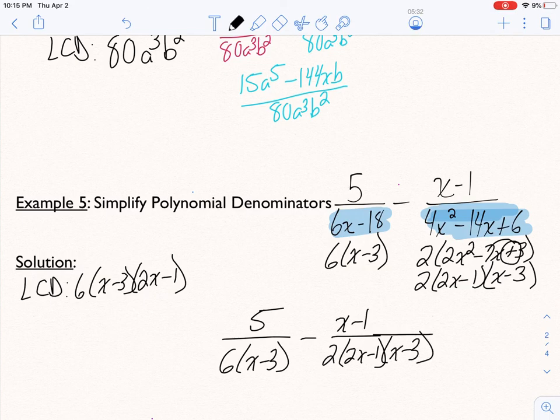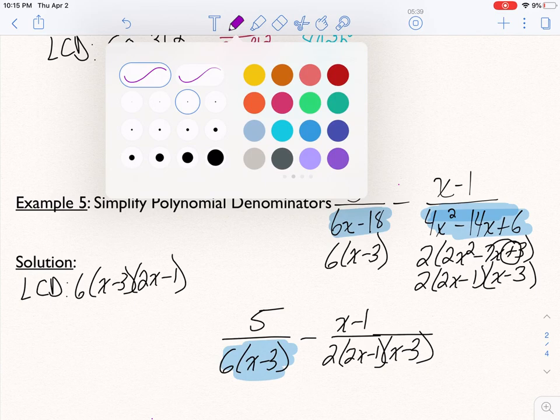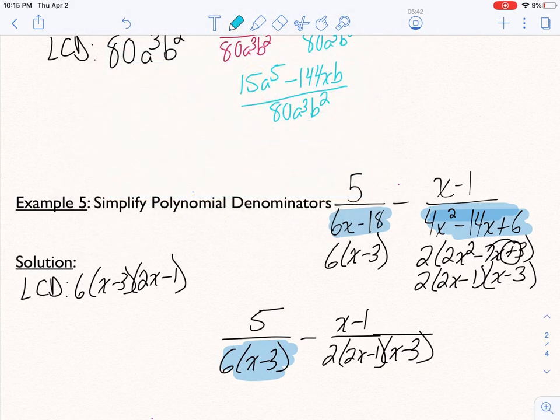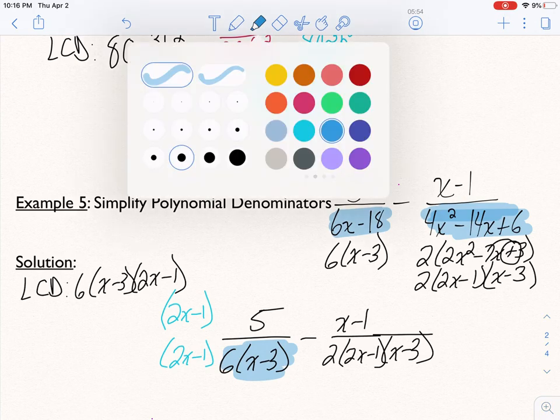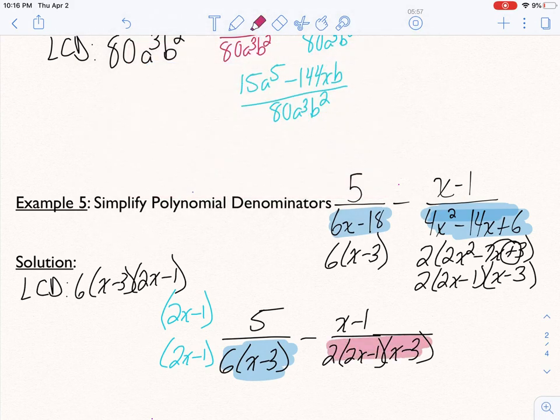So now let's look at my LCD and compare them to my denominators. So over here, I've got 6x minus 3. Well, the only thing I'm missing from my LCD is 2x minus 1. On my right denominator, I have 2x minus 1, x minus 3. So I have a 2, but I need to get to 6. Well, what do I need to multiply top and bottom by? That would be 3.